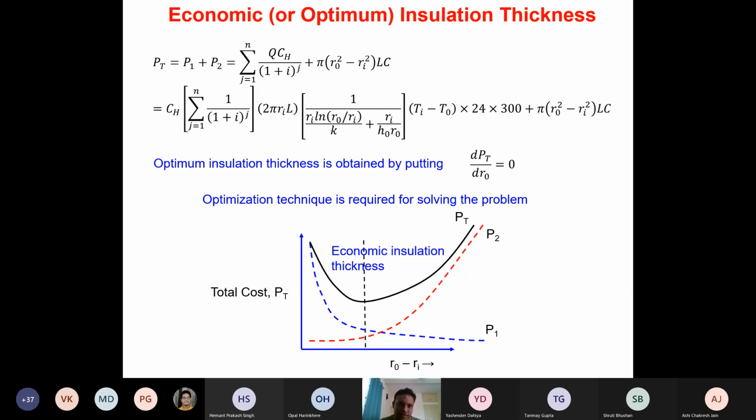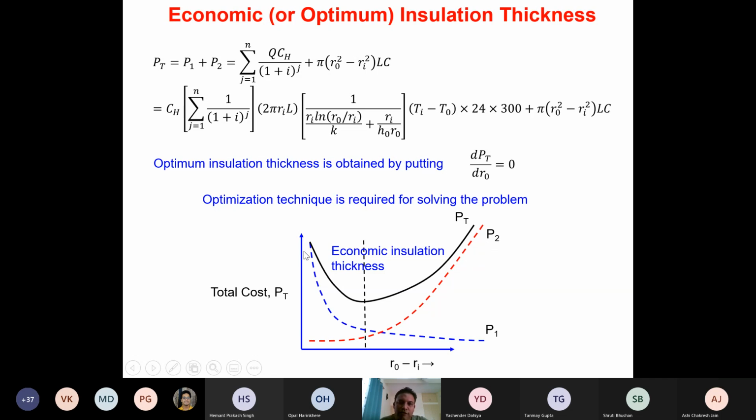Or your cost is minimized. So here the cost function, P_T, is differentiated with respect to R naught, so dP_T by dR naught equals 0. Here you can see P2, which is nothing but the cost corresponding to the insulation. As you increase the insulation thickness, this cost is going to increase.